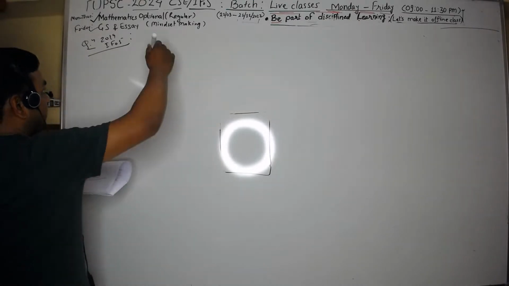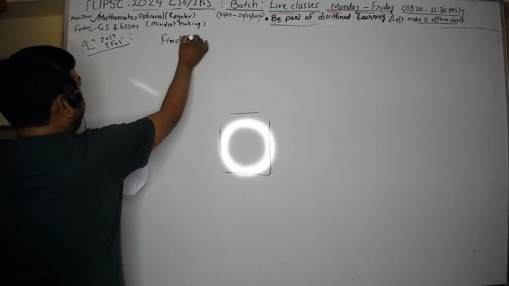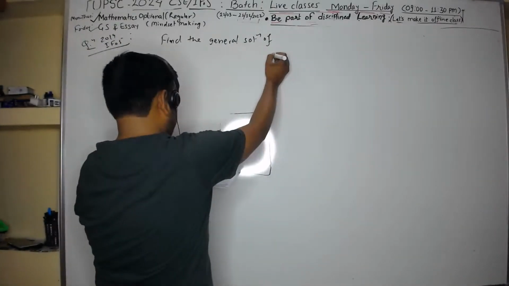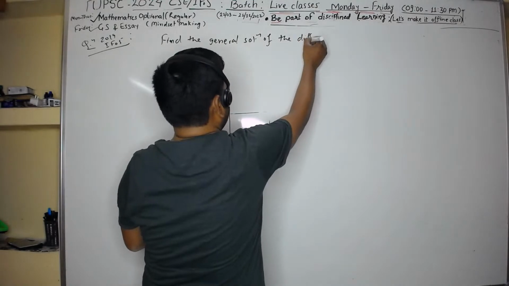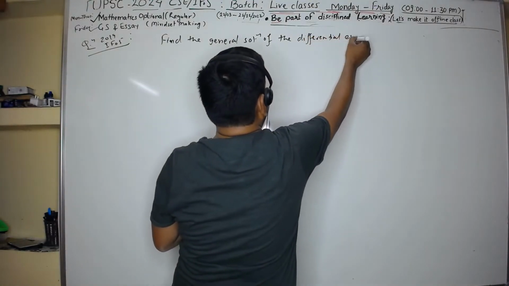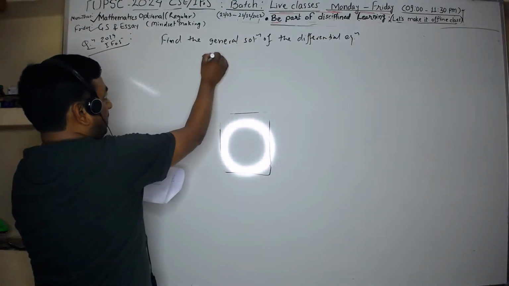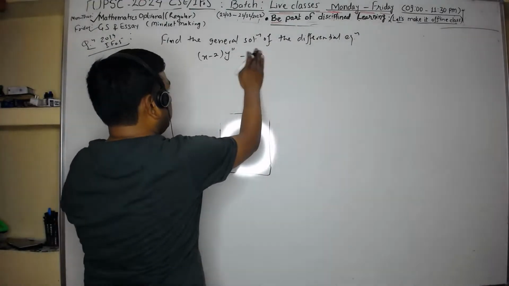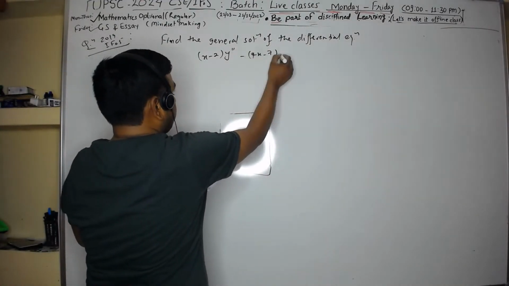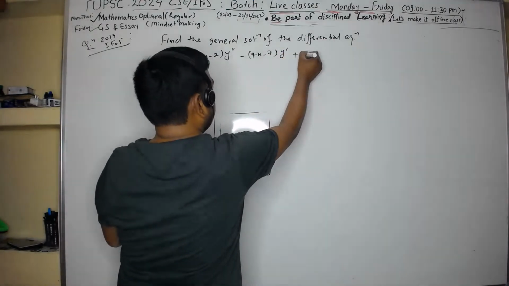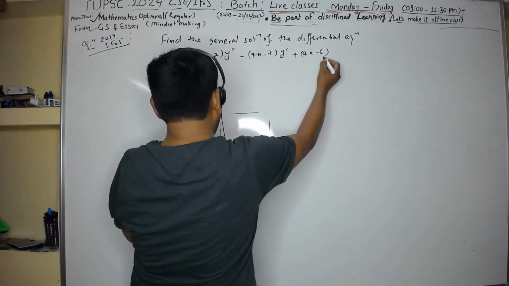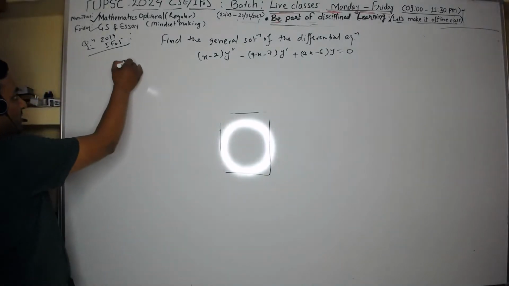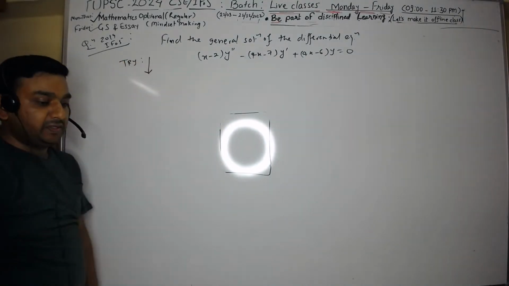Okay, they just asked the question. Find the general solution of the differential equation (x minus 2) y double dash minus (4x minus 7) y dash plus (4x minus 6) y equals to 0. Please try this question. Everyone will try.